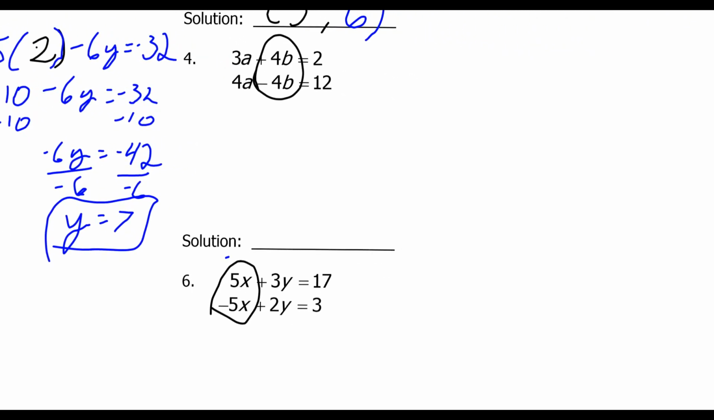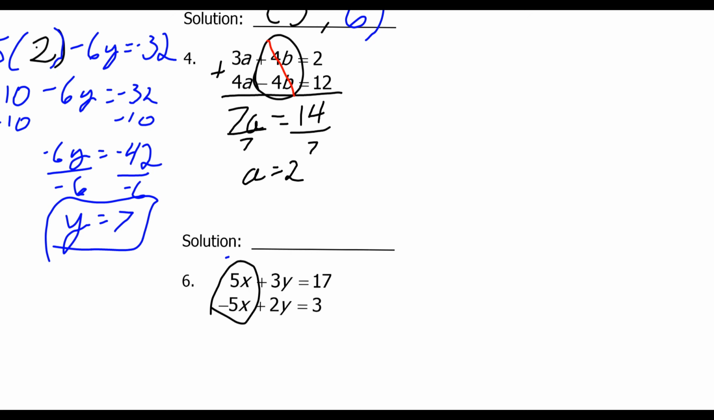Now, number 4, okay? Just as we determined earlier, our zero pair for this one is going to be the 4 b's, okay? So we know that those are going to cancel on this first go-round. So 3a plus 4a is going to be 7a. We said that the b is going to cancel. We got 2 plus 12, which is going to be 14. We divide each side by 7. We got a equals 2.